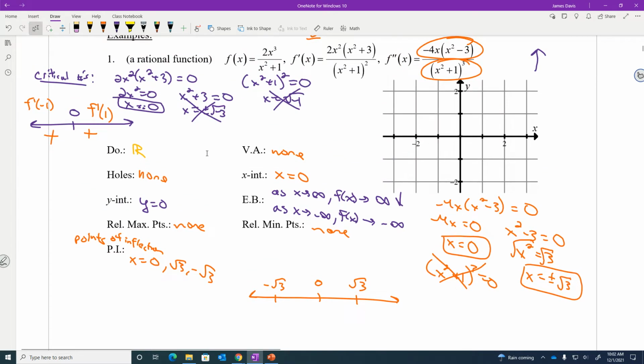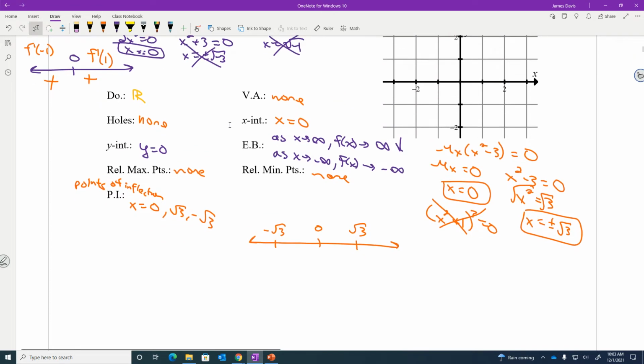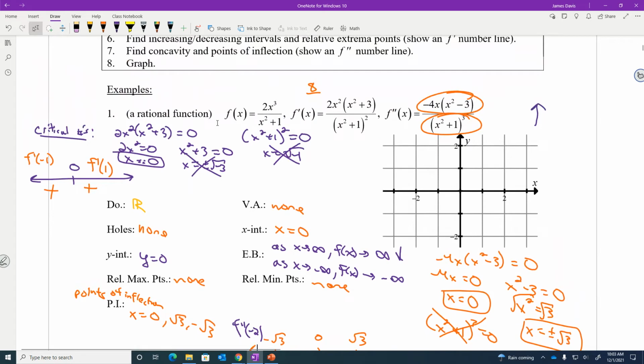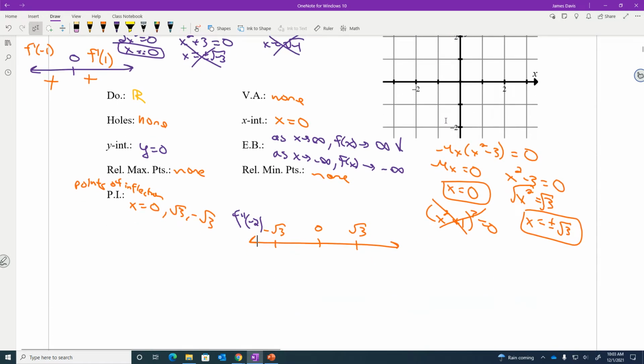But we'll need to know what it looks like in order to sketch it. So a point less than negative square root of 3, I guess square root of 3 would be like negative 2, right? Because negative square root of 4 would be beyond that. So f double prime of negative 2 is the choice. So we can figure out the sign of it. So on the top, we'll get positive times positive, right? Over a positive. So it'll be positive.